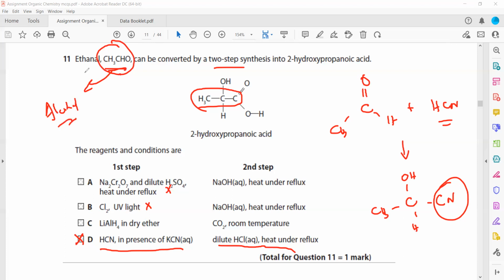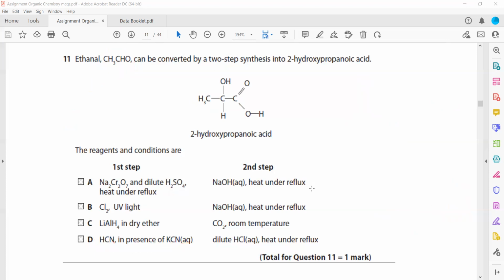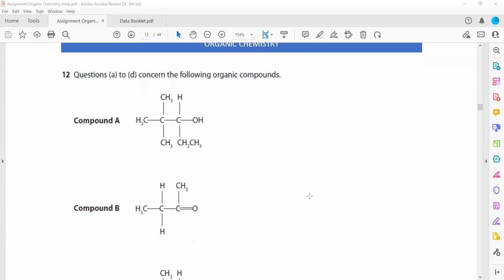But we don't want it reduced first, because in the given we have ethanol, but as a product we have propanoic acid, so we need more carbon, or we should add a carbon. So whenever we want to add a carbon to a molecule, we always react with HCN in the presence of KCN. Is this question clear? So these are the reaction conditions which you have to learn to carry out certain changes.